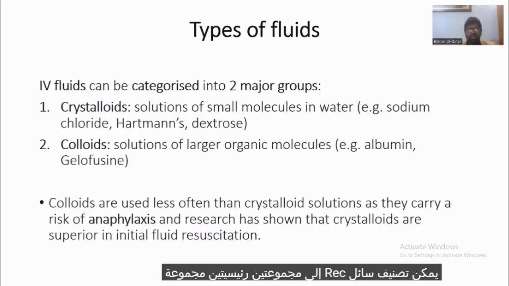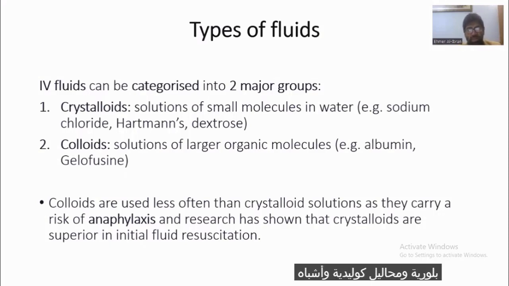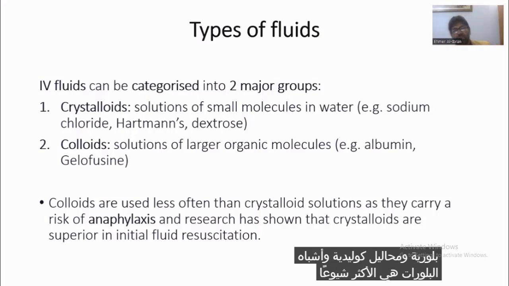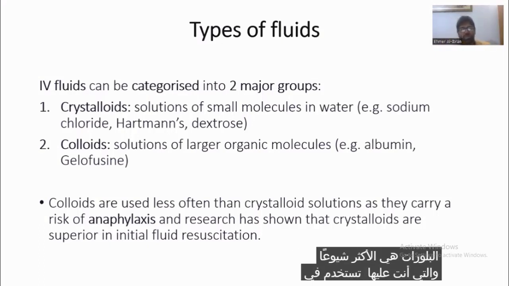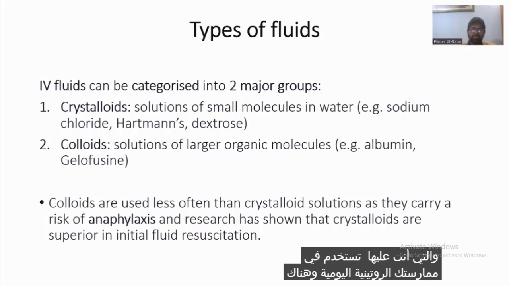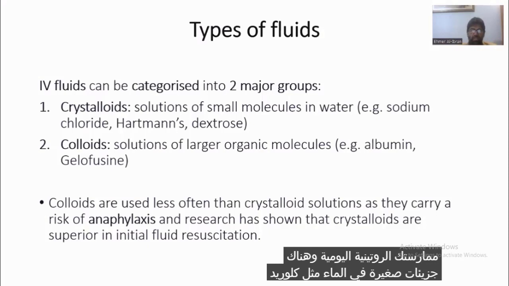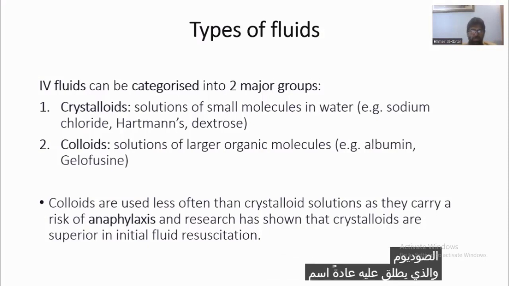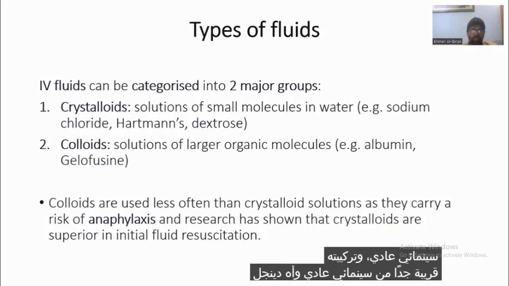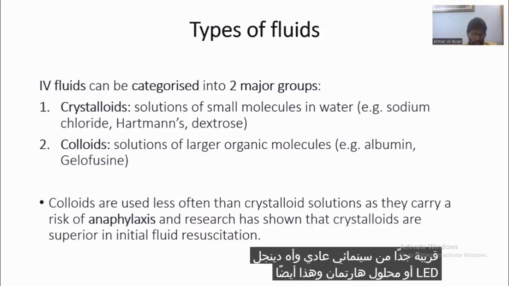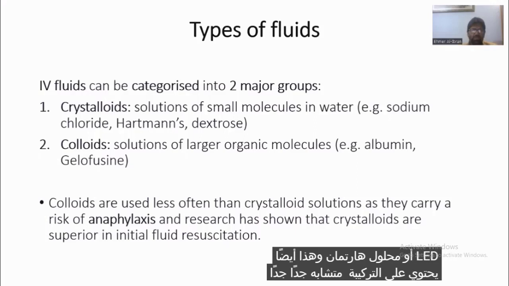IV fluids can be categorized into two major groups: crystalloid and colloid solutions. Crystalloids are the most popular ones, which you use in your daily routine practice. They have small molecules in water, like sodium chloride, which is commonly called normal saline. Its composition is very close to the plasma. Ringer lactate or Hartmann solution also has a very similar composition. It contains electrolytes and water.